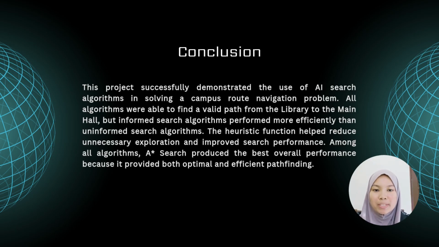In conclusion, this project successfully demonstrated the use of artificial intelligence search algorithms in solving a campus route navigation problem. All algorithms were able to find a valid route from the library to the main hall, but informed search algorithms performed more efficiently compared to uninformed search algorithms. The heuristic function helps improve search performance by reducing unnecessary node exploration and guiding the algorithm toward the goal state. Overall, A star search produced the best performance because it provided both optimal and efficient pathfinding.